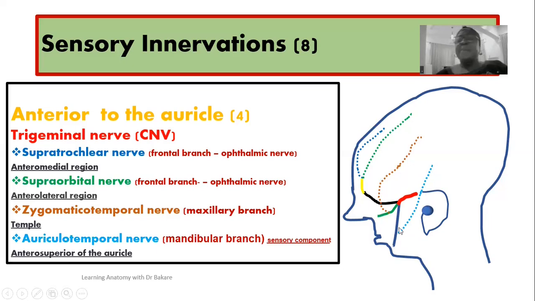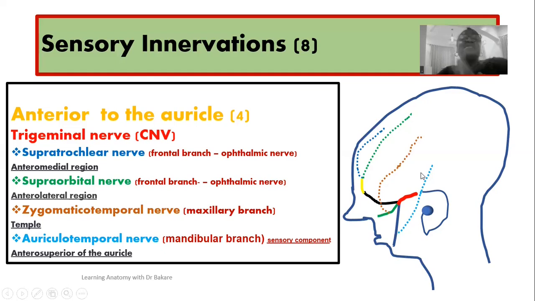And remember that the mandibular branch of the trigeminal nerve has both sensory and also motor roots. So it is the sensory component of the mandibular branch that of course gives the auriculotemporal nerve that is seen to supply the sensory innervation of the anterior superior part of the auricle. And you see these four branches as they are presented in this image.